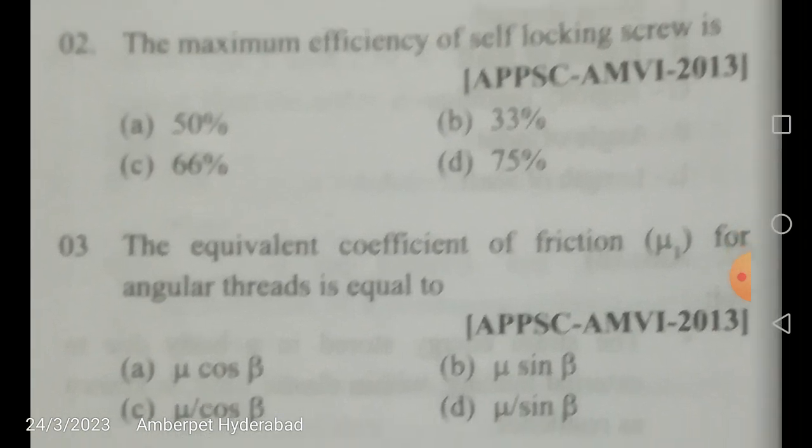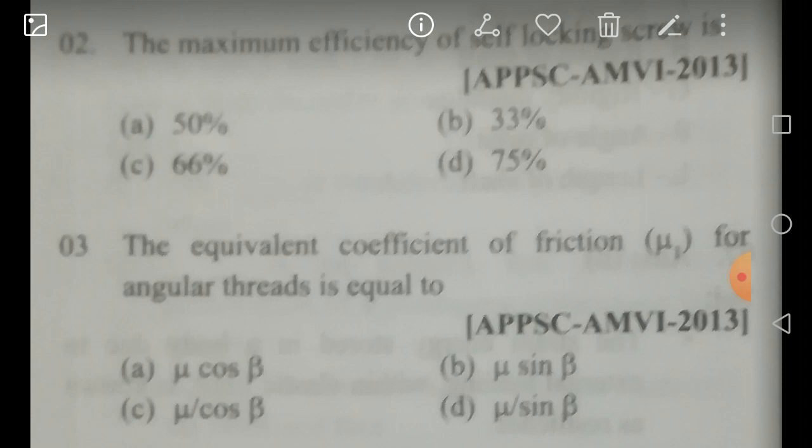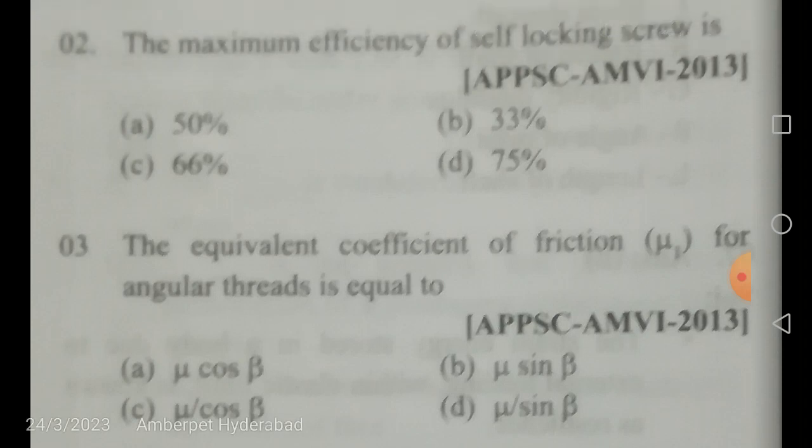Right, friends, the maximum efficiency of self-locking screw, right? So self-locking screw, there are two screws, friends. One is overhauling screw and your self-locking screw. So there are two angles. One is the thread angle alpha, and another one is phi, the friction angle. So phi greater than alpha or less than alpha. So the screws are called overhauling screw and self-locking screw. Please check it, friends, actually.